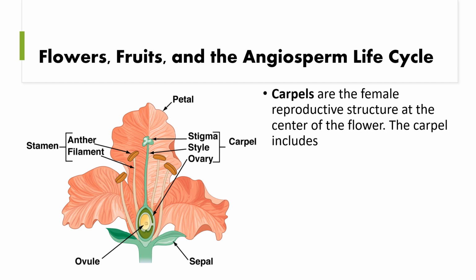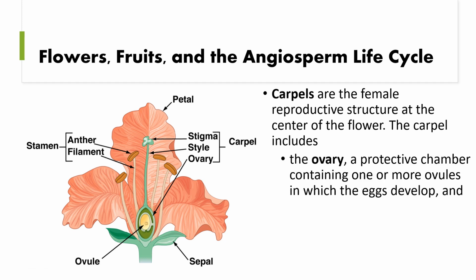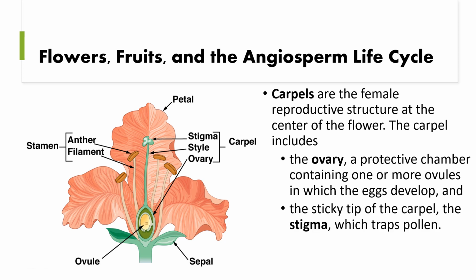We then are going to have the carpel, and the carpel is going to be the female reproductive structure. It's going to have a couple different parts of it. The ovary is going to be at the base, and that is where the actual egg is going to be contained. Okay, we have the stigma, which is going to be the top location.